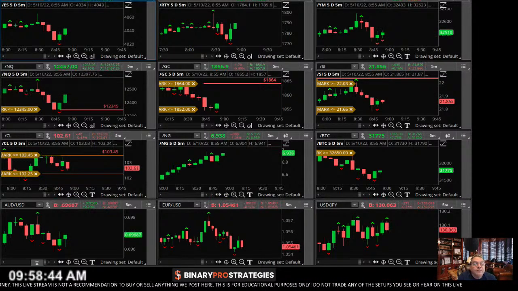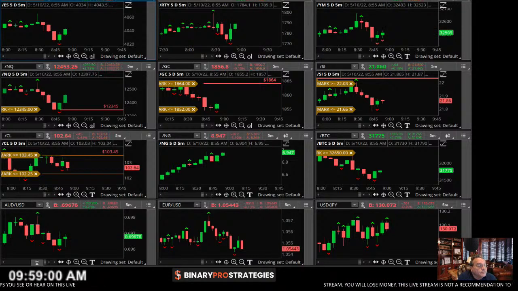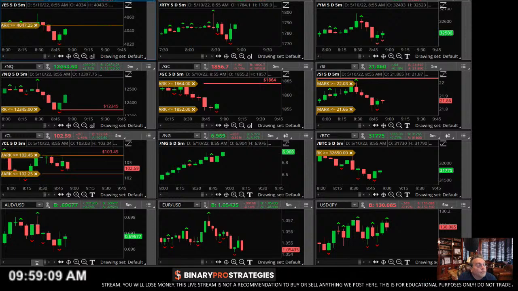ES just went long. Long the E-mini S&P. Target on the S&P is going to be 40.47. You could even go with 40.47.25. Reversal on ES if we don't hit target first is going to be 40.28.25.